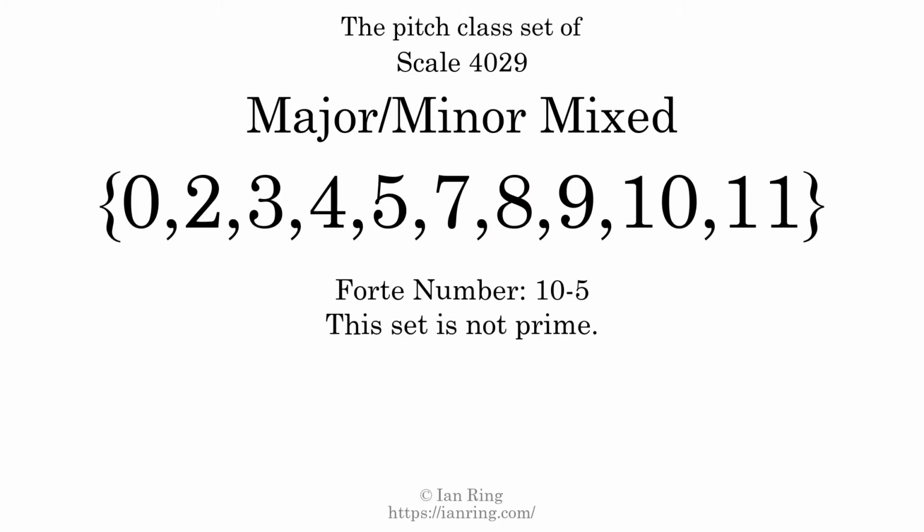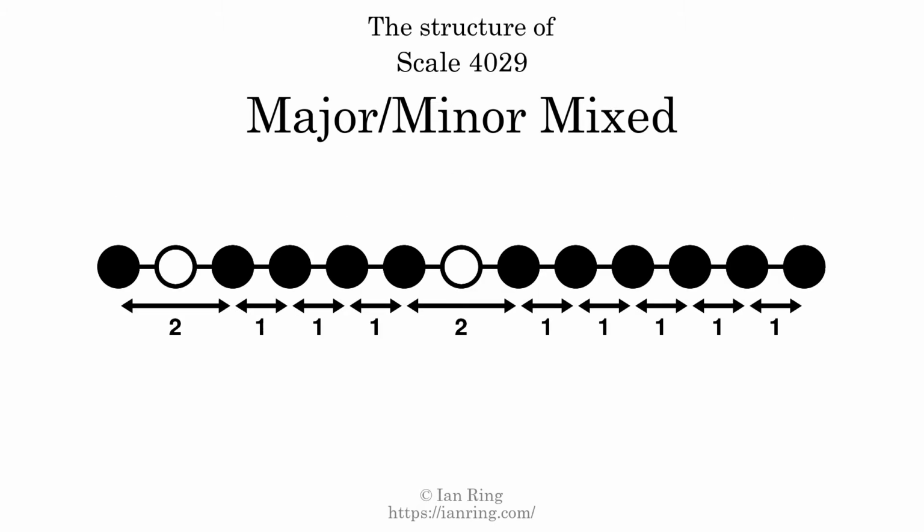The pitch class set for this scale is 0, 2, 3, 4, 5, 7, 8, 9, 10, 11. The fault class is 10, 5. This set is not prime. The structure of a scale is a description of the interval distance between each successive tone. This scale has a structure of 2 1 1 1 2 1 1 1 1 1.